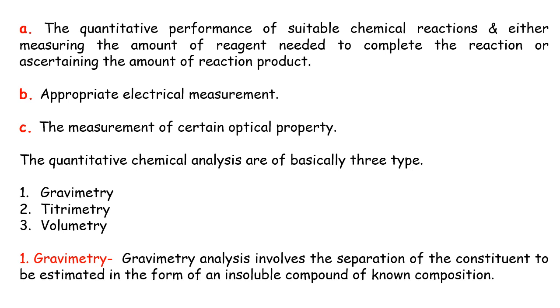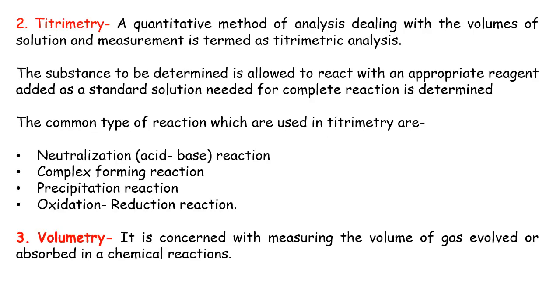Gravimetric analysis involves the separation of the constituent to be estimated in the form of an insoluble compound of known composition. Next, titrimetric analysis. It is a type of quantitative method of analysis which deals with the volume of solutions and measurement of the same. The substance to be determined is allowed to react with an appropriate reagent added as a standard solution, and the amount needed for the complete reaction is determined.